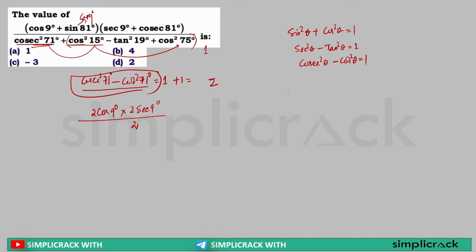Yes or no? Yes. Sir, we know cos theta is equal to 1 by sec theta, or cos theta into sec theta is equal to 1. So cos 9 into sec 9 will be 1. 2 crossed out. Answer is equal to 2. Option D. See, this whole thing can be solved directly. This can be solved orally without using pen and paper.